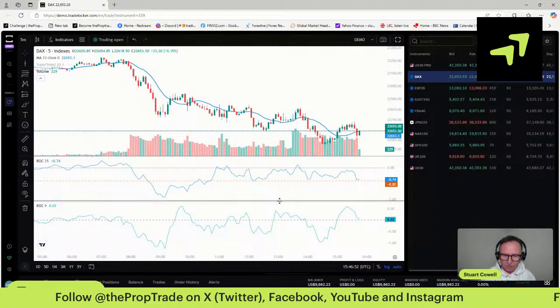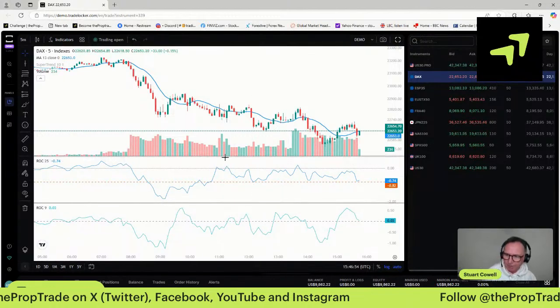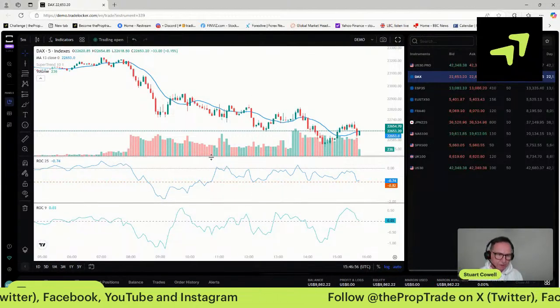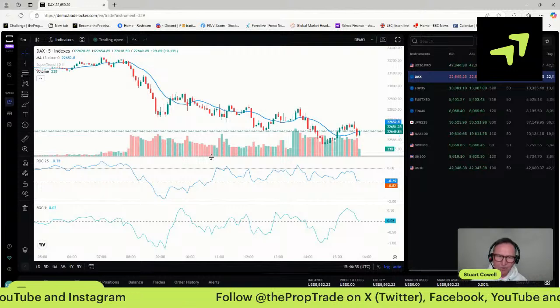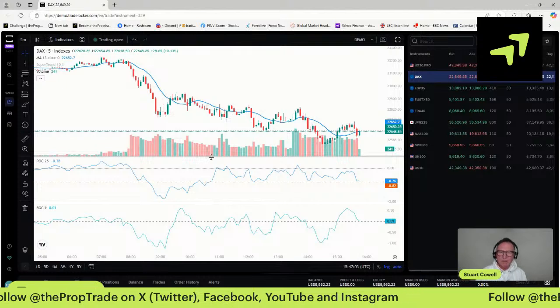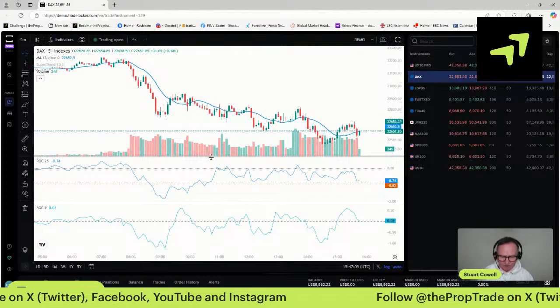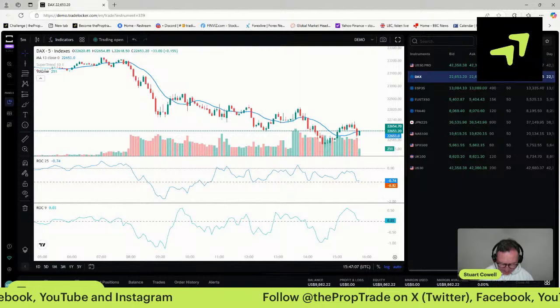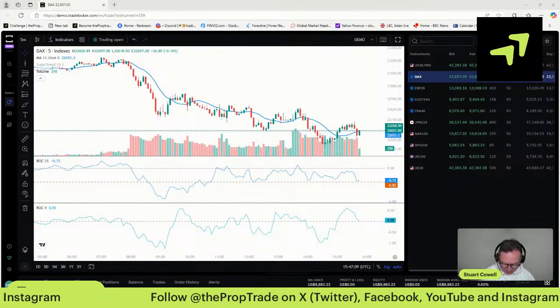Yeah, some people use it like that. I don't know many people that use two rates of change together, but I know it's in some programming systems I've seen before as well. So there we go. That's the rate of change. It is quite a straightforward indicator.